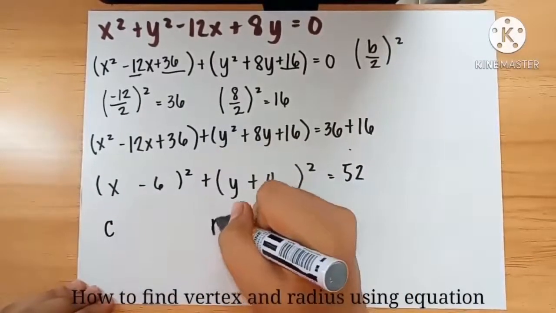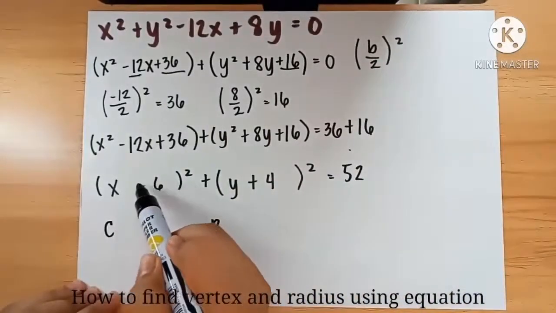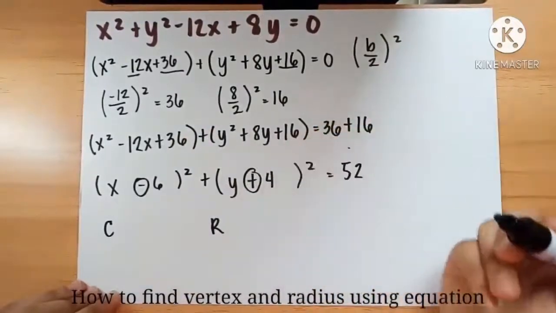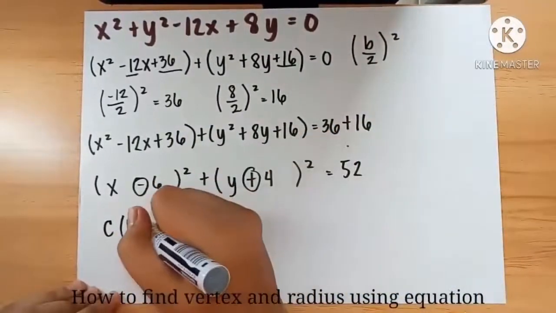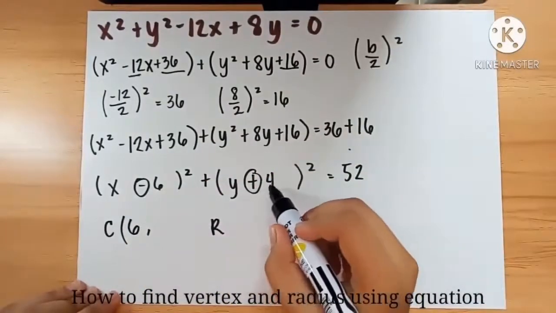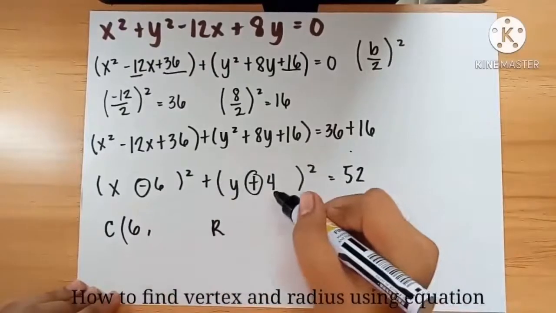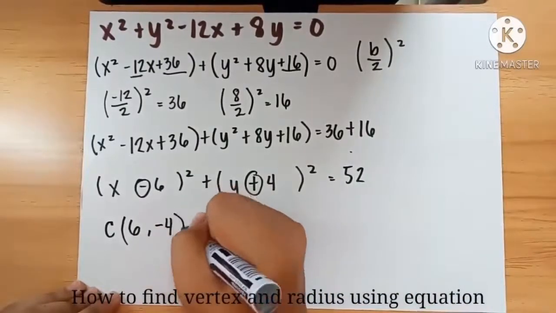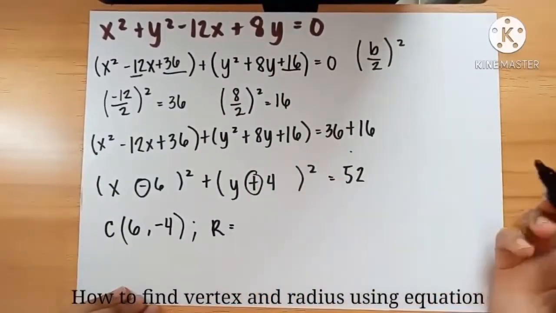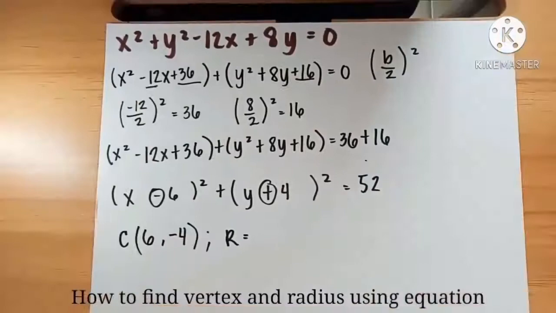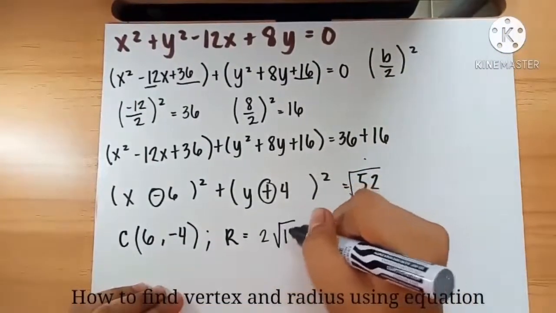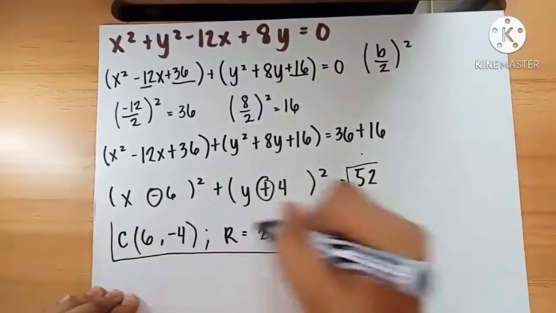To find the center and the radius, you have to change the sign of this and this. So we have 6 from negative 6 and y from positive 4 to negative 4. While to find our radius, we have to square root this. So, square root of 52 equals 2 square root of 13. So there, this is our center.